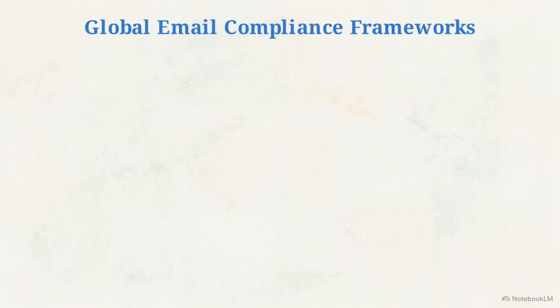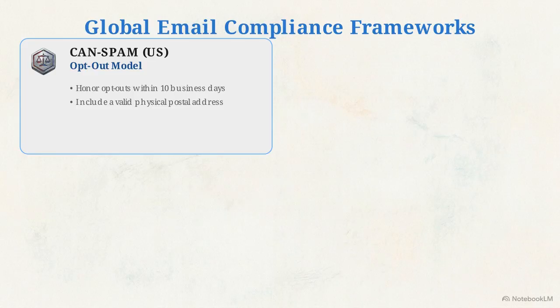This matrix outlines the 4 major regulatory frameworks governing email deployment, which vary drastically depending on the physical location of the recipient. In the United States, the CAN-SPAM Act permits appending provided the sender honors opt-out requests within 10 business days and includes a valid physical address.